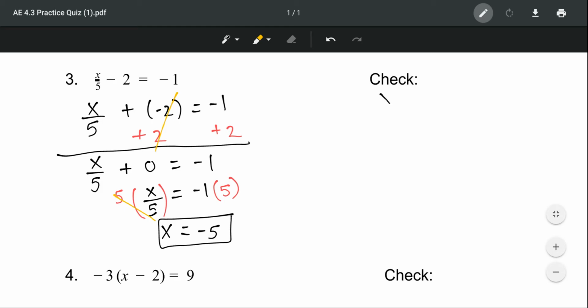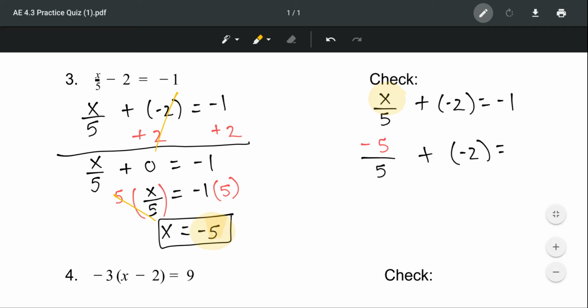To check, rewrite the original problem. I'm going to rewrite it as x divided by 5 plus negative 2 equals negative 1, because if you rewrite it as addition, it will just make it easier to check. So replace x with your answer of negative 5. So you have negative 5 over positive 5 plus negative 2 equals negative 1. Negative 5 divided by 5 is negative 1 plus negative 2.